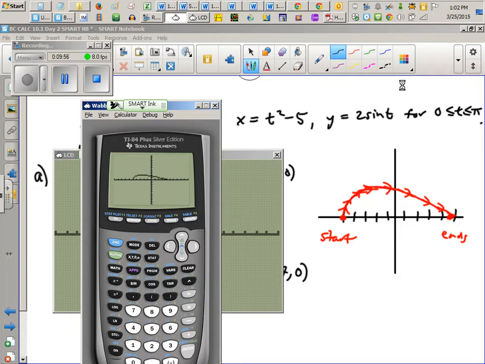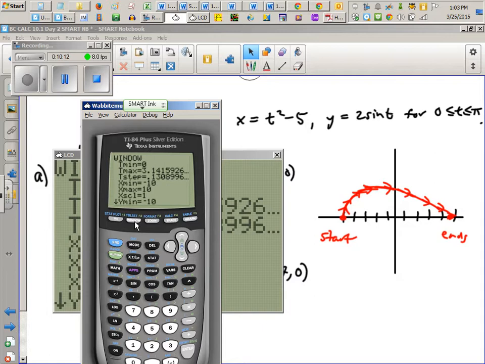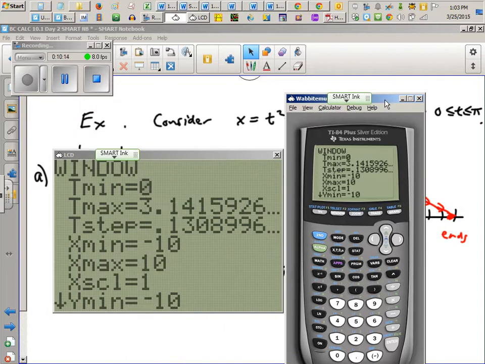So the calculator is going to come up with its own T values, and you're just going to tell the calculator how many points to plot between t equals 0 and t equals pi. So if you change your t step, keep it small. Some people like a real small t step. Under window, he's talking about this third entry here, t step.